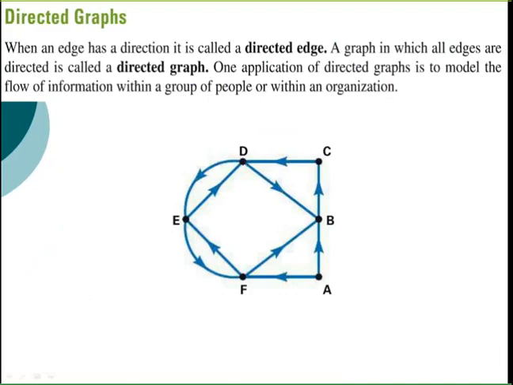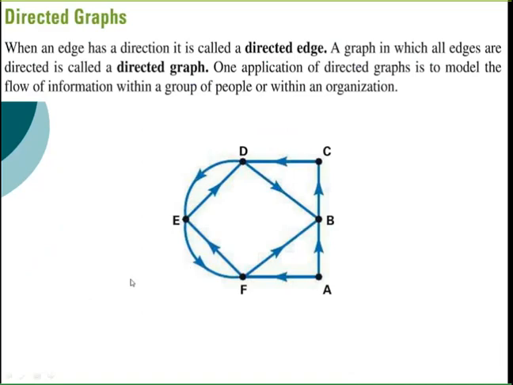It means it's flowing here from D to E, from E back to D. I could do a circle right here around E, D and E, or I could go past and go down to F. So a graph in which all edges are directed is called a directed graph. You're looking at one here.